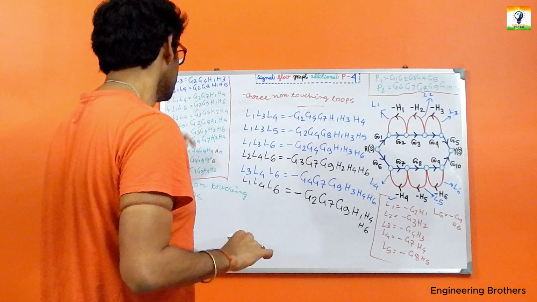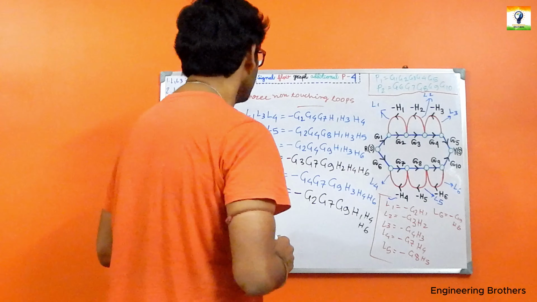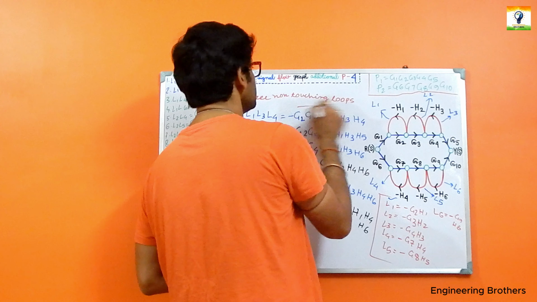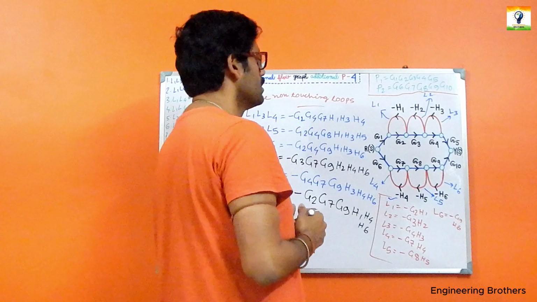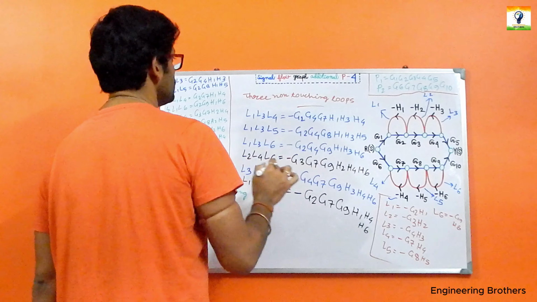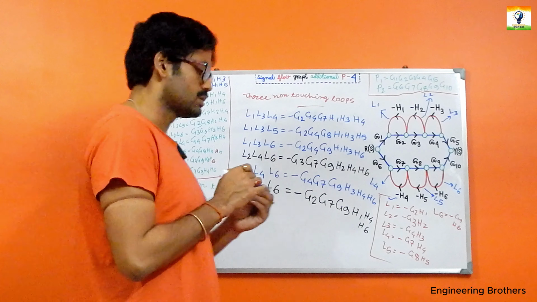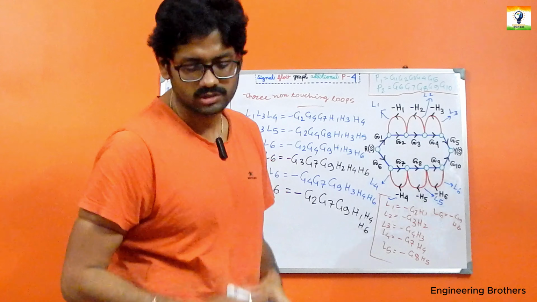We have got 11 two non-touching loops that are present over here. In our next step we should find out the three non-touching loops from this given overall signal flow graph, and quite naturally we have got these three non-touching loops over here. And at the last stage we should find out our four non-touching loops.